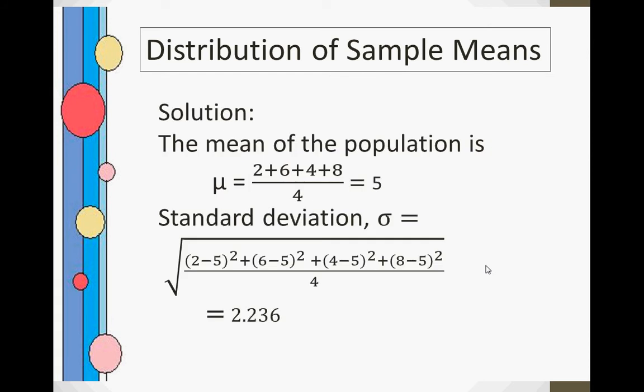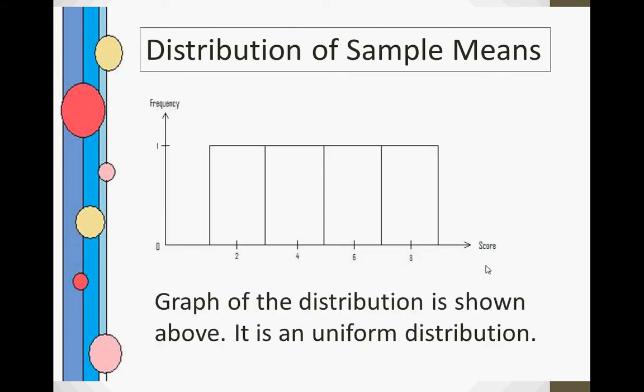And so we can find that the mean of the population is mu equal to (2 + 6 + 4 + 8) divided by 4, which is equal to 5. The standard deviation, denoted by sigma, is equal to the square root of ((2 - 5) squared + (6 - 5) squared, and so on) divided by 4, which is equal to 2.236. The graph that we can see here is the graph of the distribution. It is also a uniform distribution.